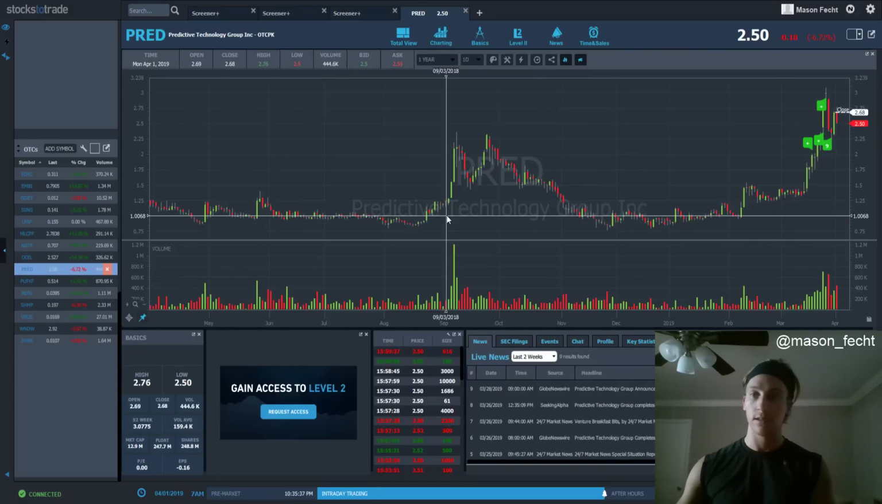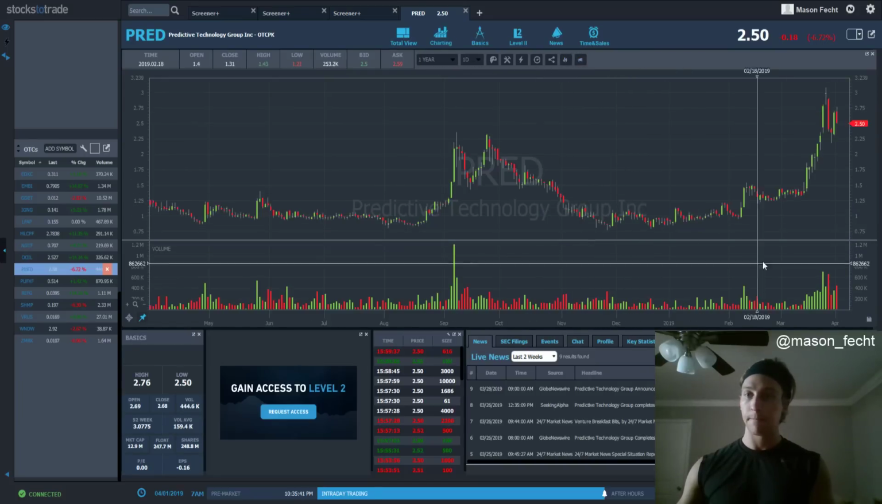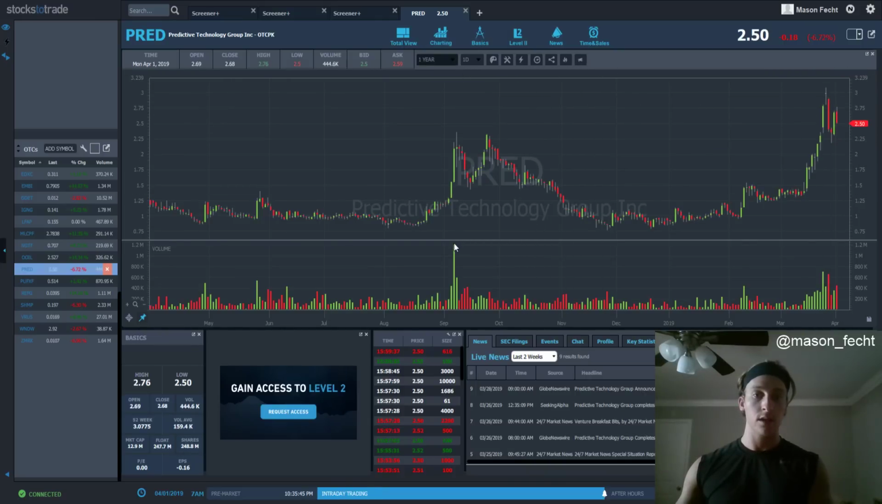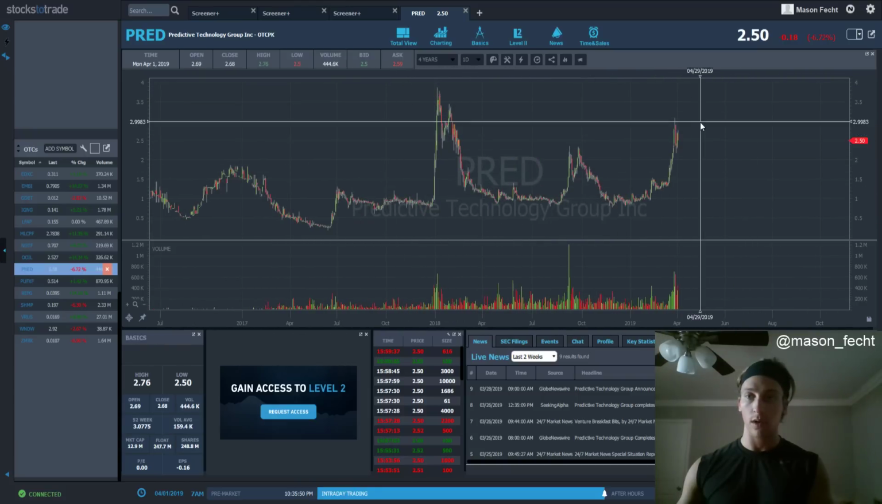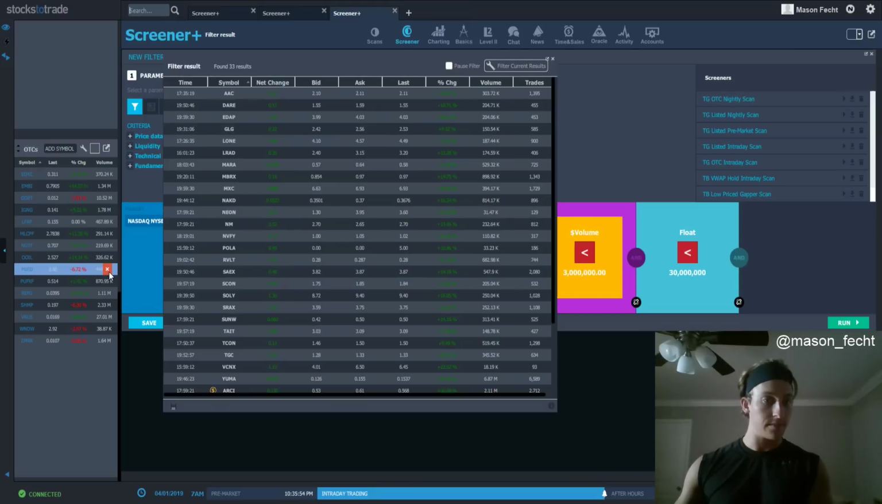PRED. Bunch of green days in a row. Now it's consolidating a bit. Pretty sure this has former resistance. Yeah, around 4. Spiked at 3. I'm not interested in it. I don't remember why I put it on there originally, but I'm taking it off.